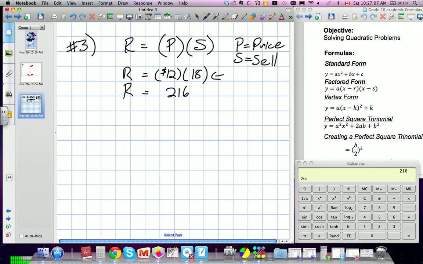Okay, that's hard. So what they said is if they decrease the price by $4, so if they go down $4, they will increase 2 shirts. Okay, I put S there for shirts, but it's not really important. What we need to do is we need to actually fit this in the equation. So our revenue equation, R equals 12 and 18. We're going to set this up so it looks like our factored form from before. We want this to look like factored form. Okay?